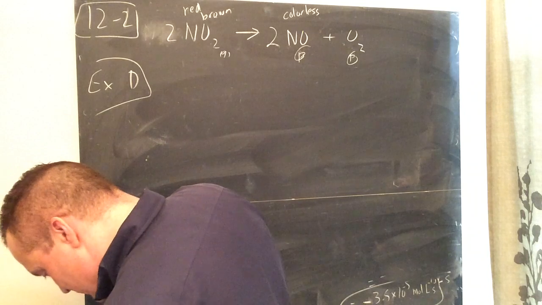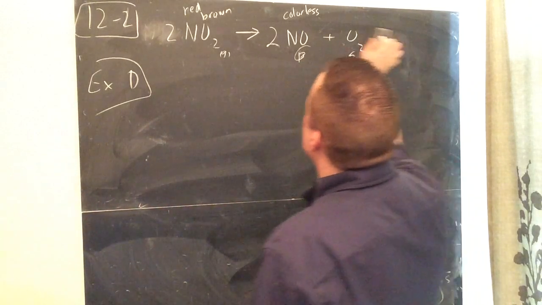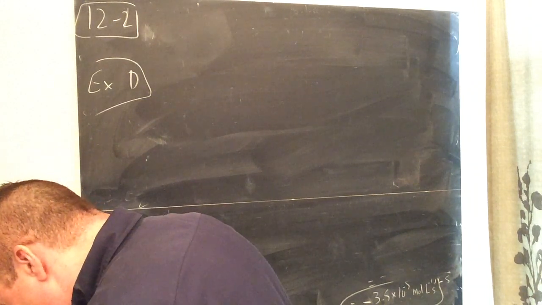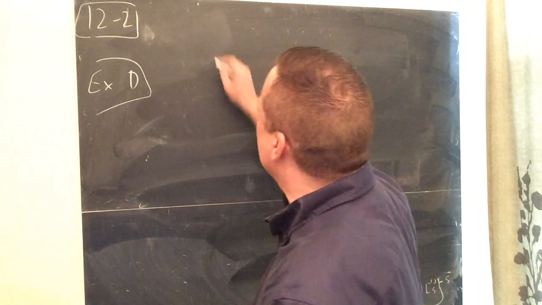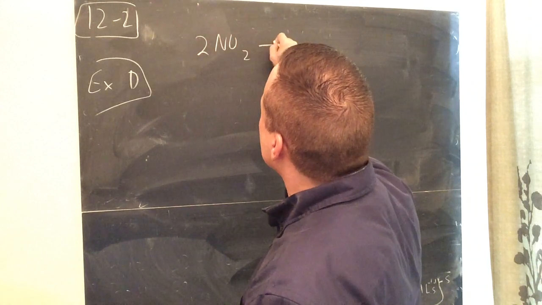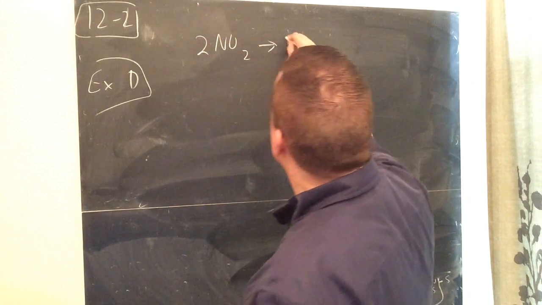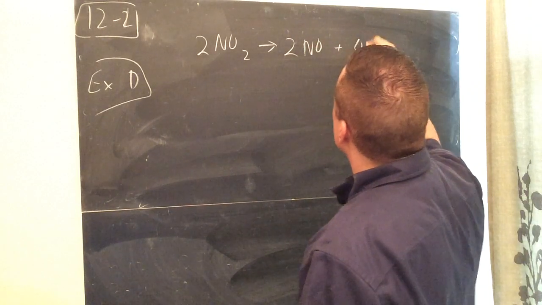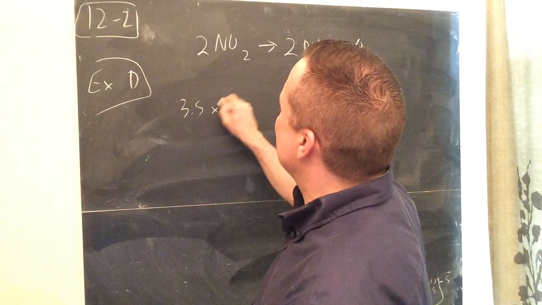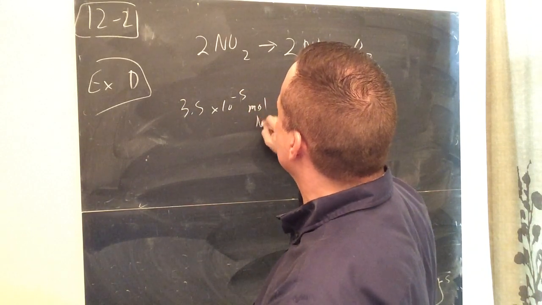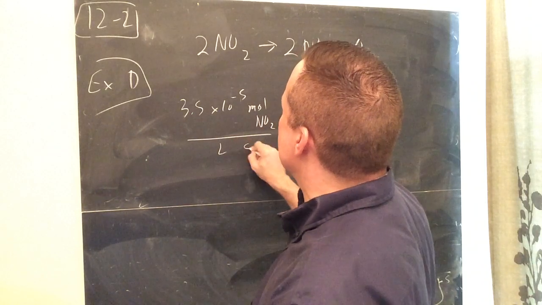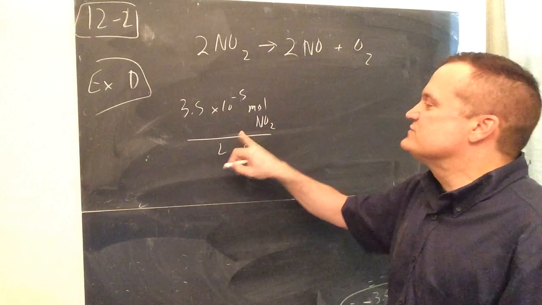All right, here we give you an equation. Phosphorus trichloride, PCl3, or do I need to... Oh, you know what? That question, let me go back for one moment. It was 3.5 times 10 to the negative 5 mole of NO2 per liter per second. Okay, this was the rate we had.